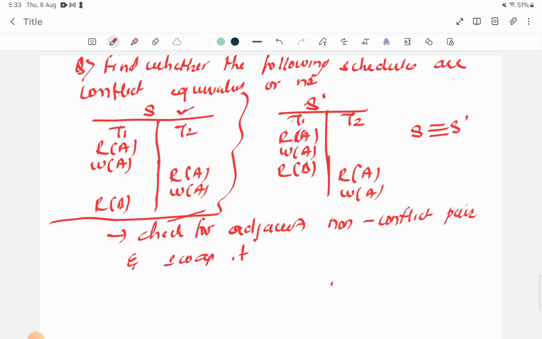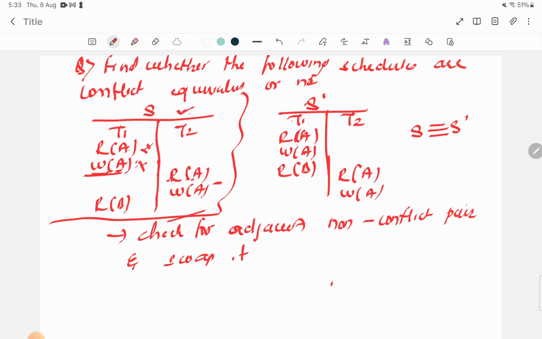Let us see. So in this, is there any adjacent pair for this RA? No. Let's go to this WA and RA. Okay, are these non-conflict pair? No, they are the conflicting pair, WA and RA. If you see the combination, just scroll previous a few minutes ago and you can see WA and RA, they are conflict pair because on the same data you're going to perform write and read, so it will not happen. Let's see any other adjacent pair.